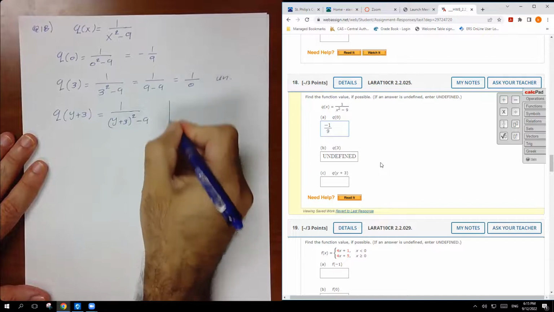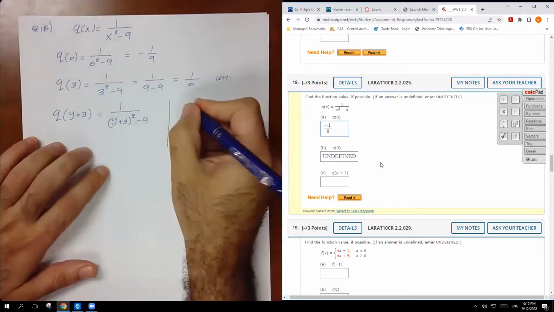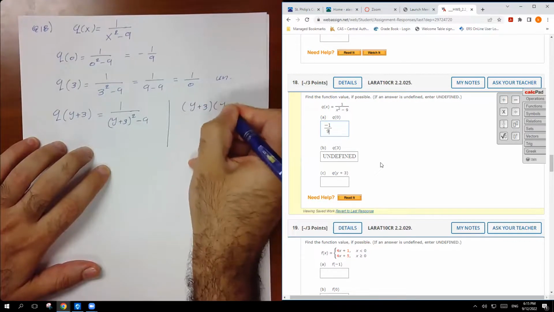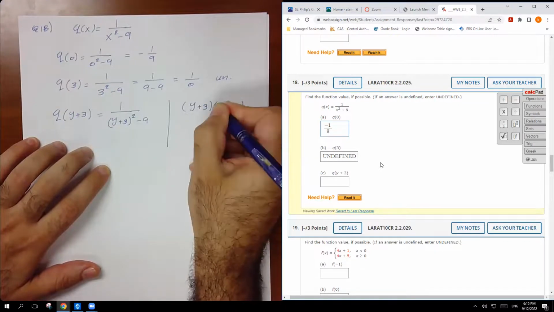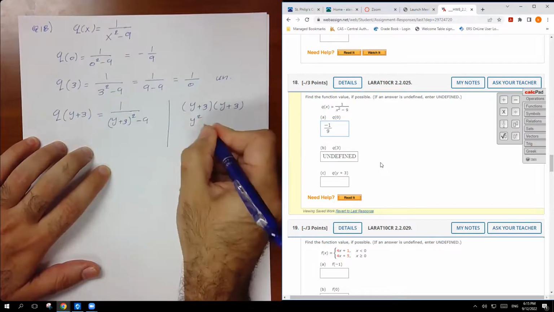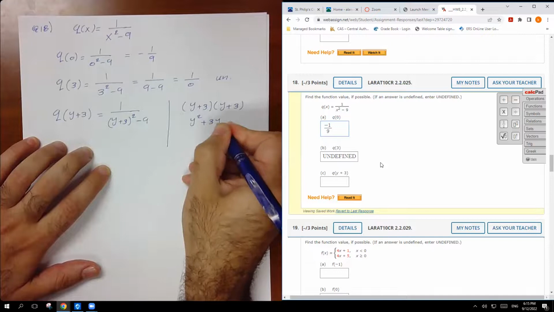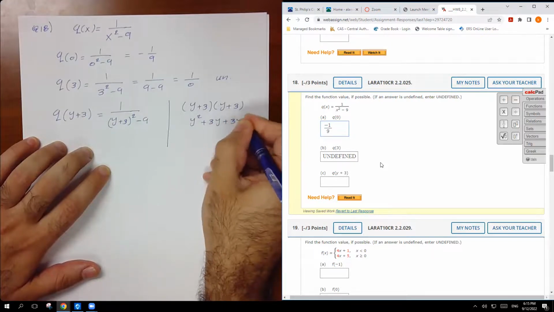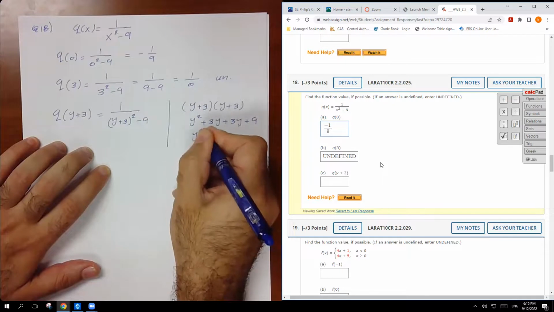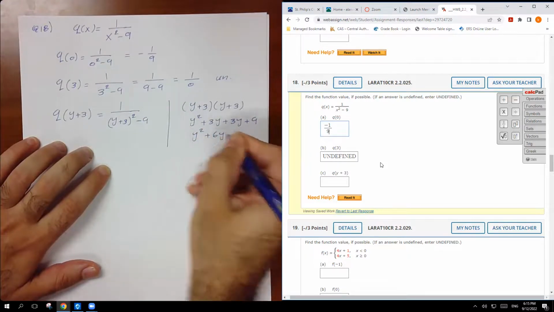So the same thing here, you have to find y plus 3 times y plus 3. So y times y is going to be y squared, y times 3 is plus 3y, again plus 3y, plus 9. Combine the like terms, so it's going to be y squared plus 6y plus 9.